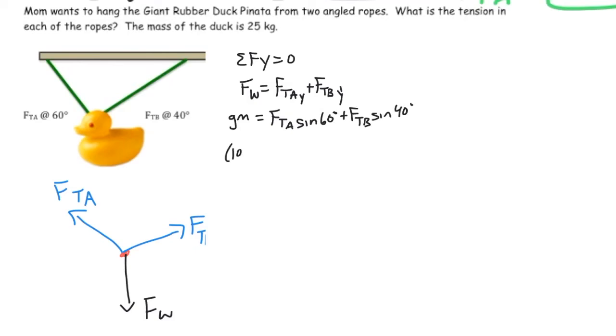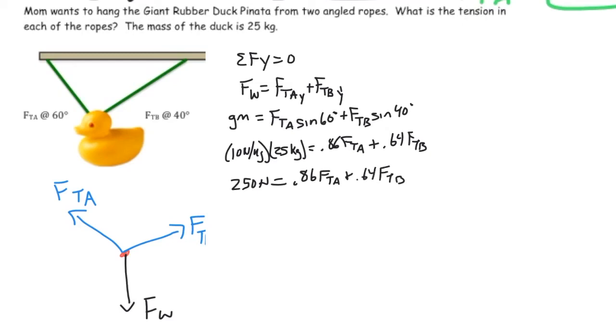The weight of a 25 kilogram duck is 250 newtons. The sine of 60 degrees is 86%, so I'm going to have 86% of FTA pulling up, and the sine of 40 degrees is 64%, so that means 64% of FTB is pulling up. So now I've got 250 newtons equals 86% of FTA plus 64% of FTB, and I'm stuck. I can't solve anymore. I don't know what FTA or FTB are. So instead of giving up, let's just go over to the x direction.